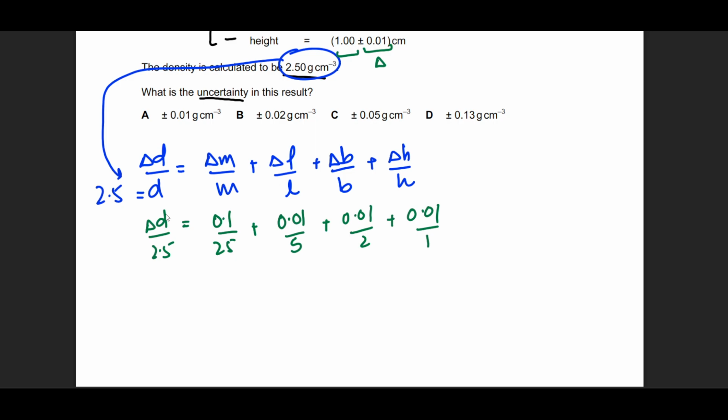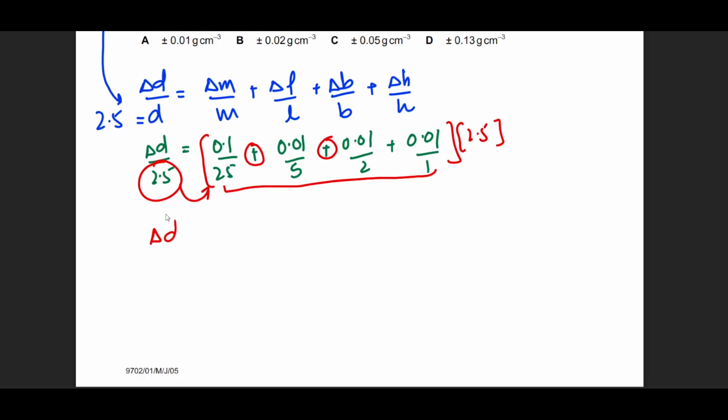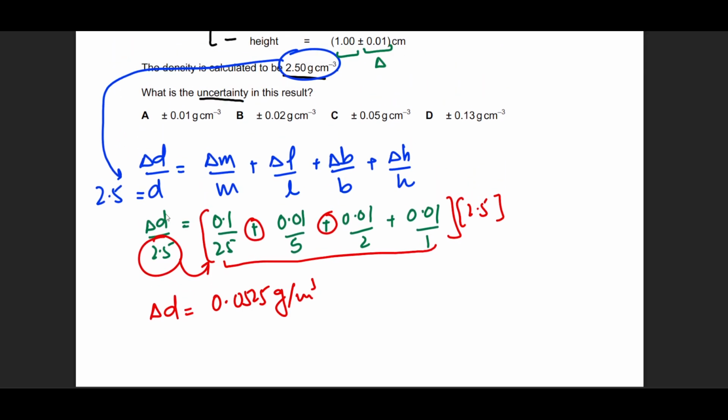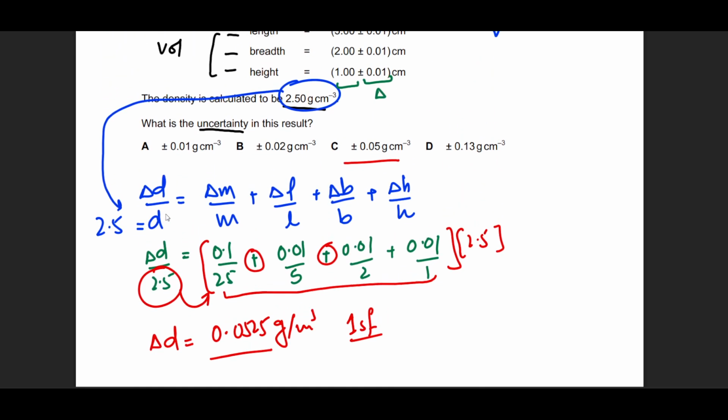Instead, I'm going to bring this number over to the other side and multiply it with this one. Be careful. You do this with fractions on your calculator. Just make sure that you don't miss out any numbers, and remember that all of these are going to be added together. Once you do that, your delta D is going to come out as 0.0525 grams per centimeter cube. It's very obvious that because of this 0.0525, the answer is going to be option C. But we need to remind you of one more thing, that the error is always up to one significant figure. So that is why this has been rounded off to one significant figure, right? The correct answer for this option is option C.